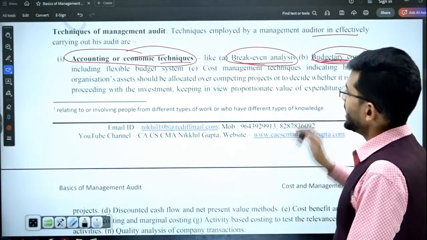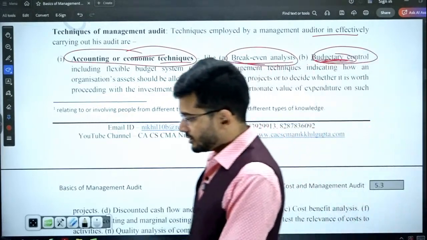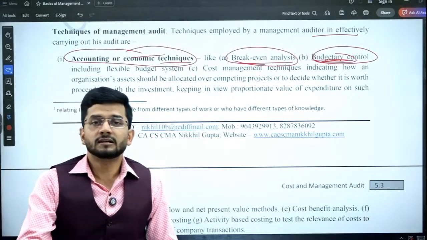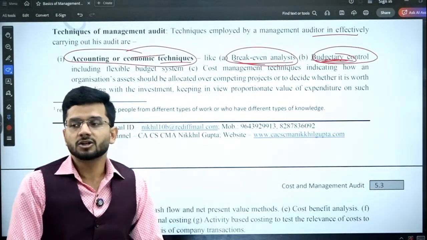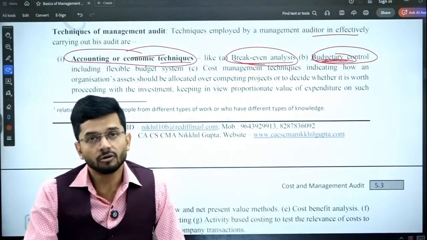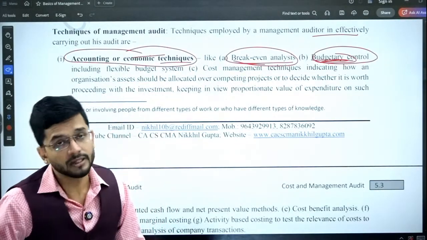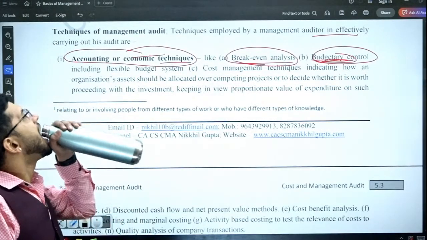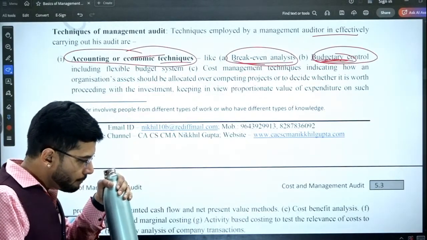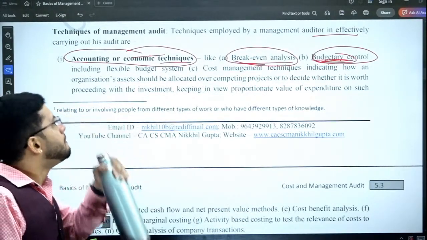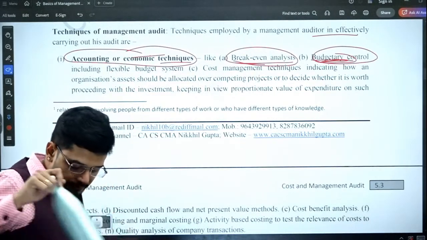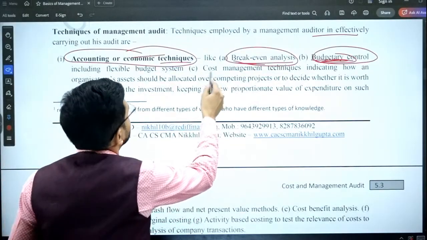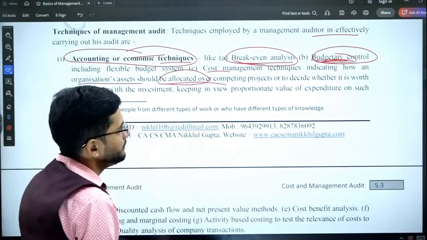Budgetary control: how to create budgets, how to use those budgets for betterment of the organization, and how to ensure that budgets are also being fulfilled. It's not just about creating budgets, they should also be followed. And if they are not followed, then what is the reason why the budgets were not followed? That should also be analyzed. So budgetary control is another technique of management audit. The next technique is cost management techniques, indicating how an organization's assets should be allocated over competing projects.